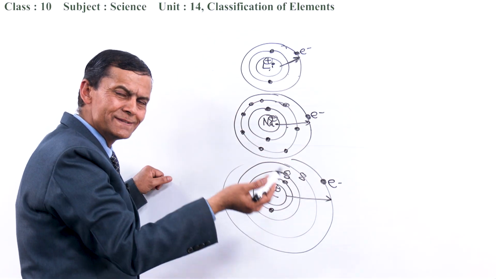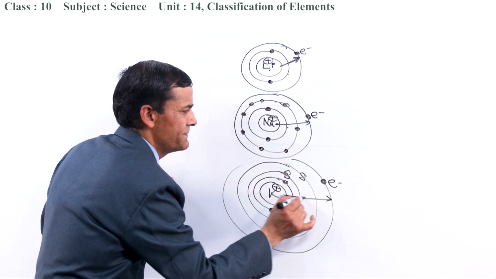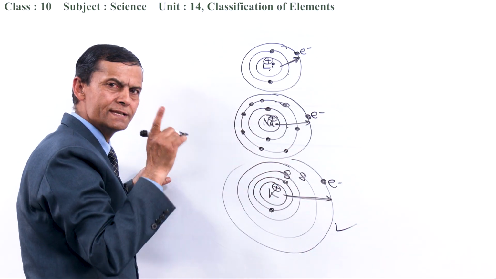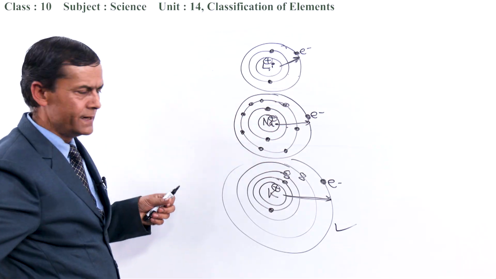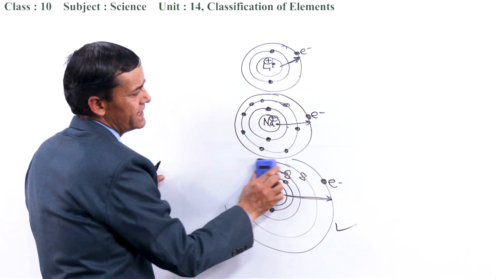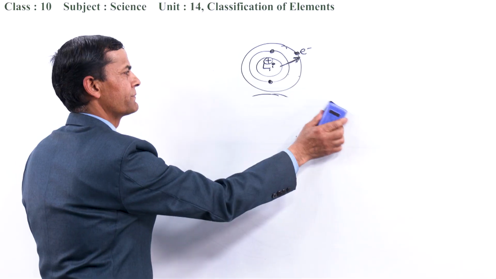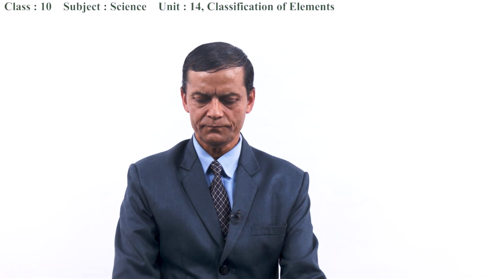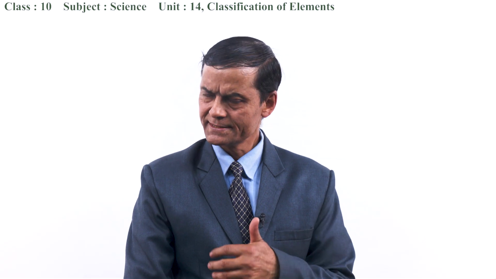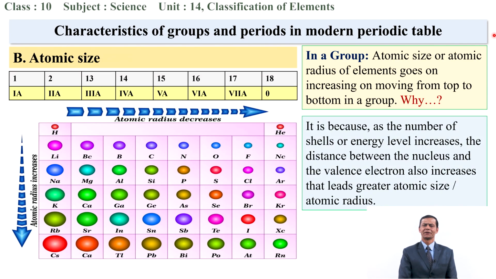Which can lose 1 electron quickly? Yes, definitely this is reactive because it loses 1 electron quicker than lithium and sodium. So as its atomic size increases, its reactivity also increases in a metallic element. Dear students, you got the answer to this query.